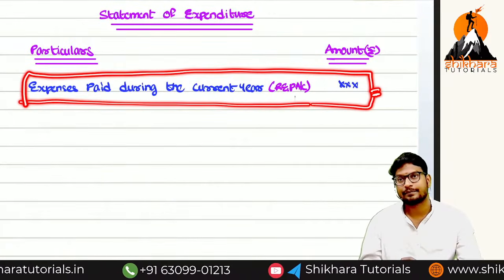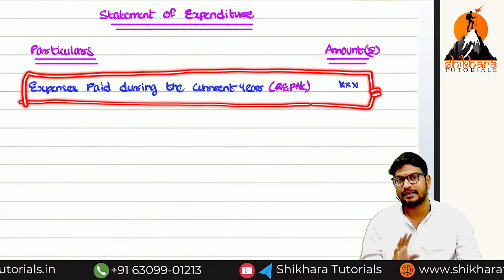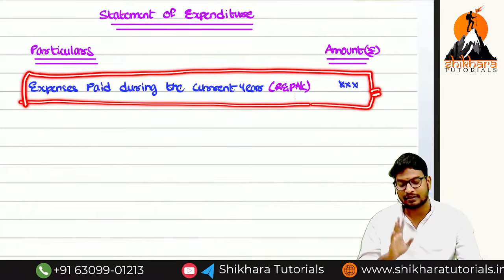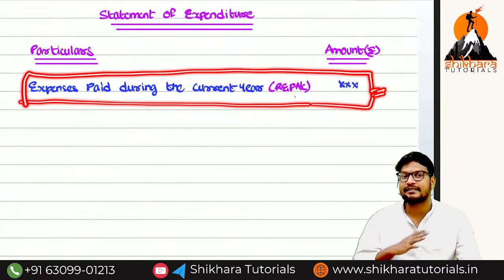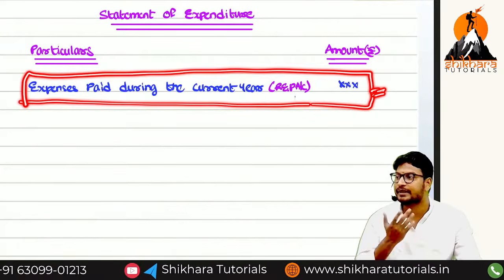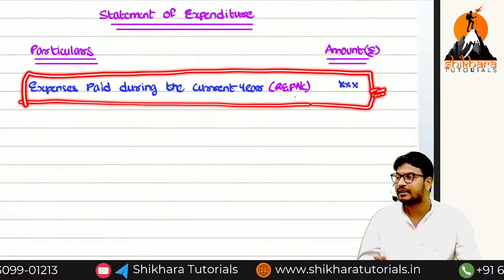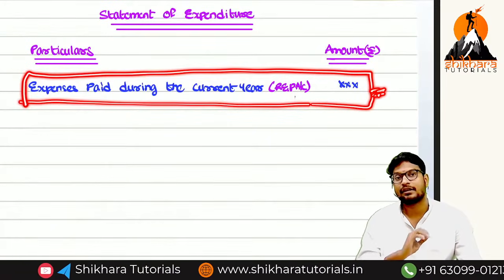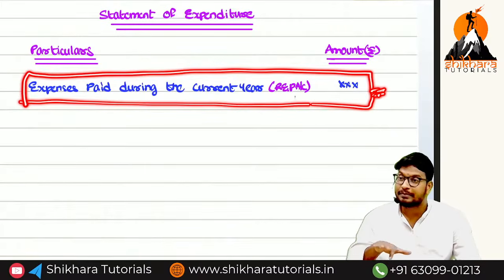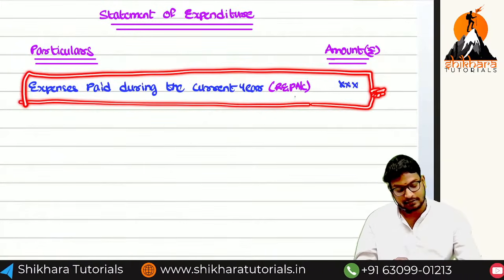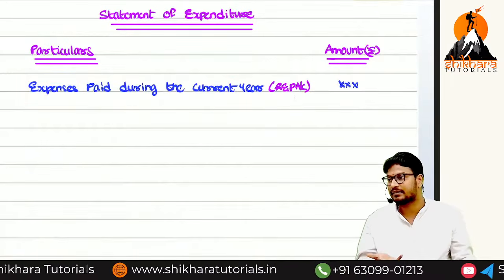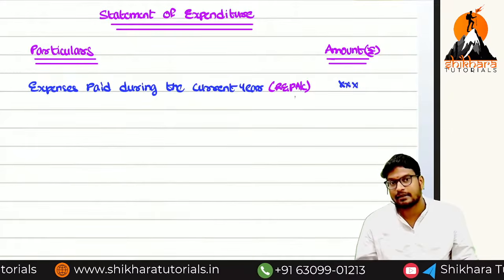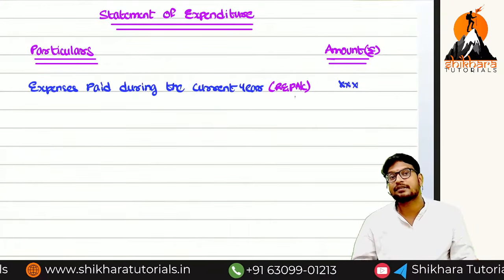In the current year we have three types: expenses paid, outstanding expenses, and prepaid expenses. Expenses paid will undoubtedly be there. We should not disturb them. But coming to the prepaid expenses of the current year, they will be there, since expenses paid include the prepaid expenses. So we have to add back the outstanding expenses of the current year, and we have to reduce the prepaid expenses of the current year.